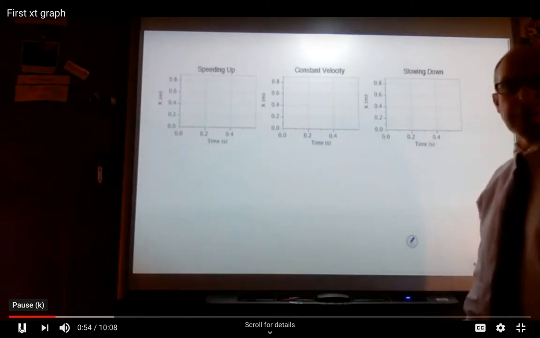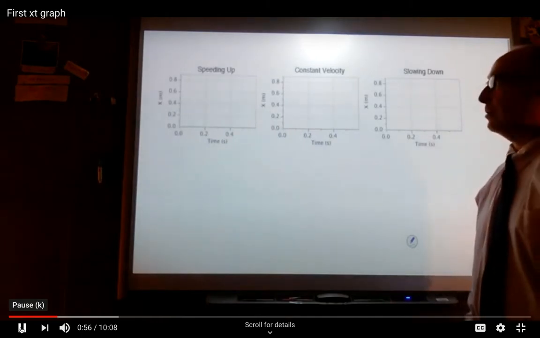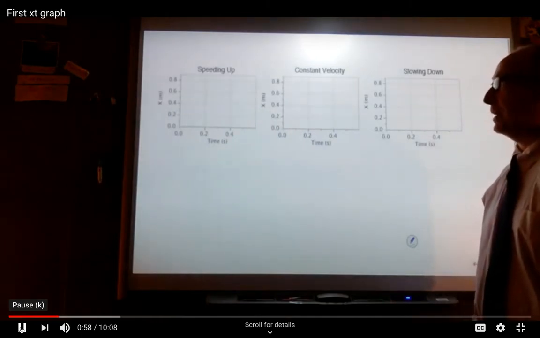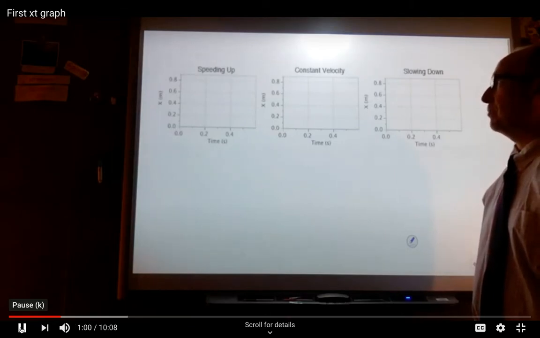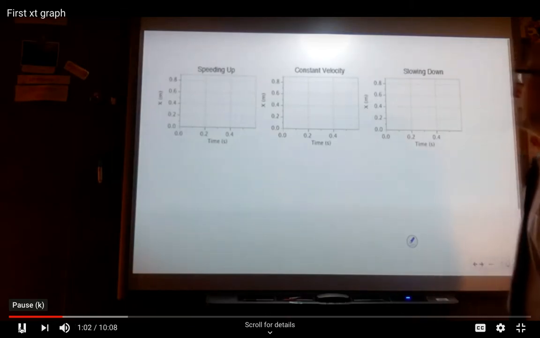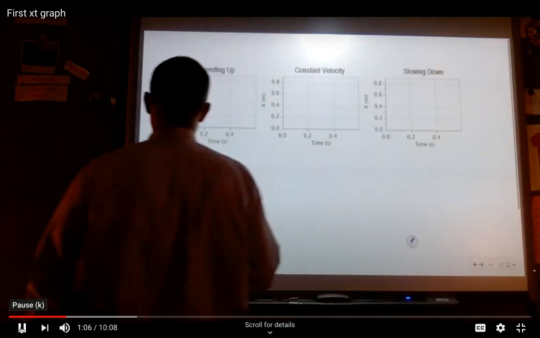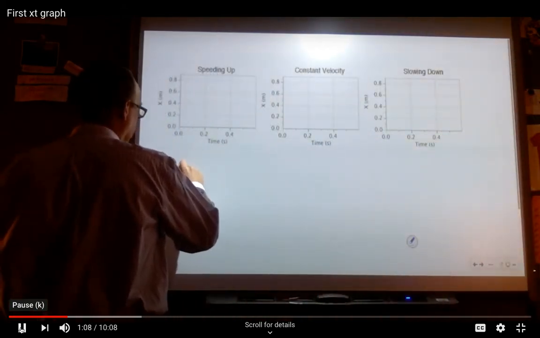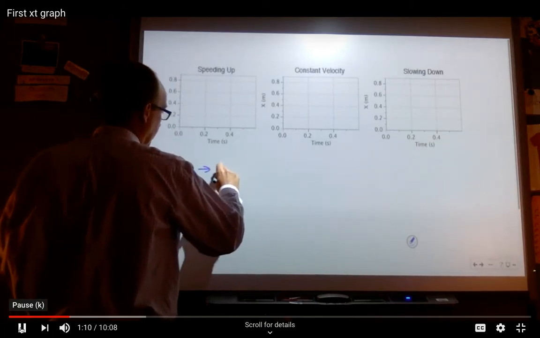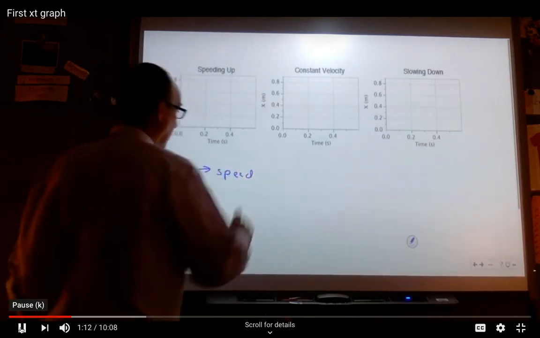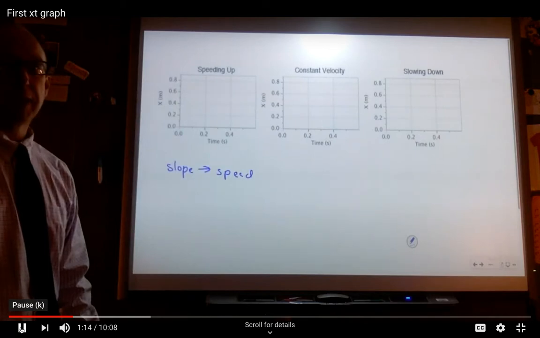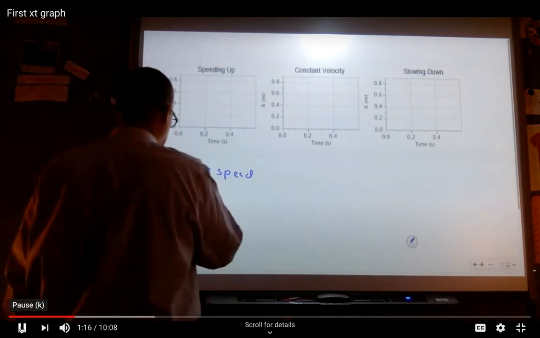So here I have three graphs. One, I'm going to show you what it looks like if something is speeding up. One, if something's moving at a constant velocity. And one, if something is slowing down. So if something is speeding up and the slope tells me what the speed is, I should expect my slope to get steeper and steeper.